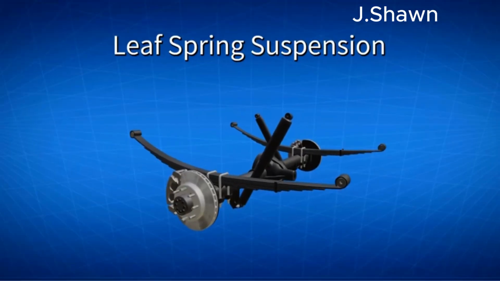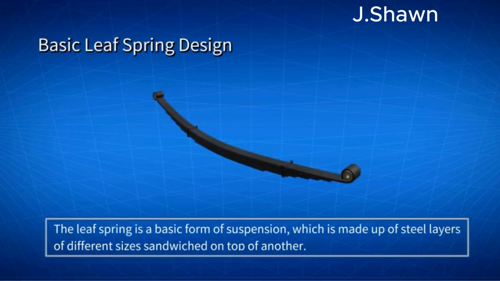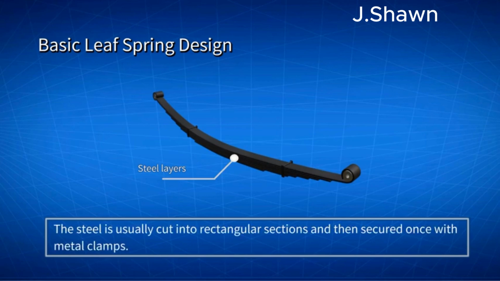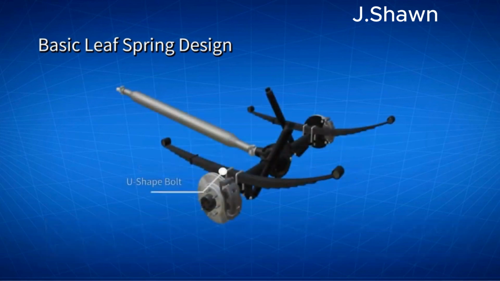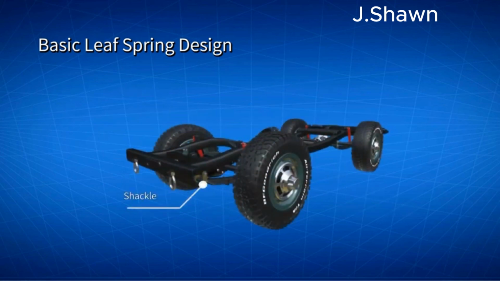The leaf spring suspension. Basic design of a leaf spring. The leaf spring is a basic form of suspension, which is made up of steel layers of different sizes, sandwiched on top of one another. The steel is usually cut into rectangular sections, and then secured once with metal clamps. The leaf spring is fixed to the axle housing by a large U-shaped bolt. Rubber bushings are used on the front and rear to reduce the impact from the road. A damper is also fixed in a clamp to dissipate the stored energy from the spring. The end of the leaf spring is directly connected to the frame by a shackle.